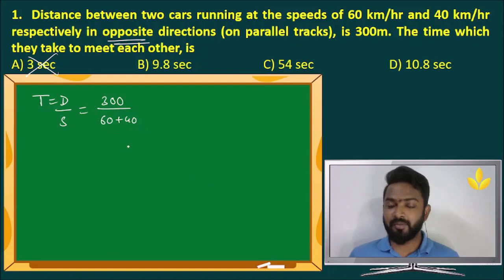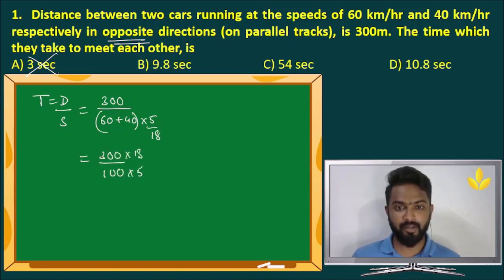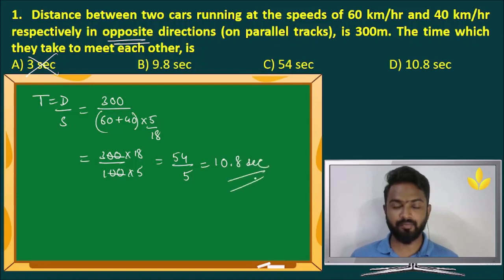Kilometer per hour to meter per second, we are going from big to small. That means we have to multiply by 5 by 18. So 60 plus 40 into 5 by 18. This is the answer. Now let's calculate this. We have 300 divided by 100 into 5 by 18, because the denominator of the denominator is the numerator. So 3 into 18 is 54 divided by 5. That is equal to 10.8 seconds. So the answer is D.